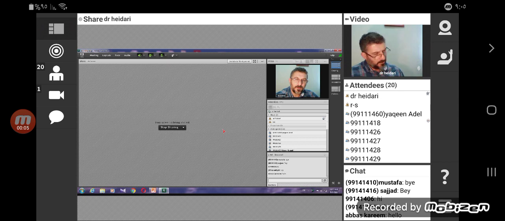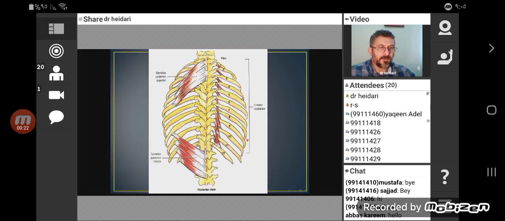Okay, last week we reached the inferior, one of the muscles of the thorax. And I think the last muscle that was explained was levator costarum, as you see in this picture: levator costarum brevis, levator costarum longus.